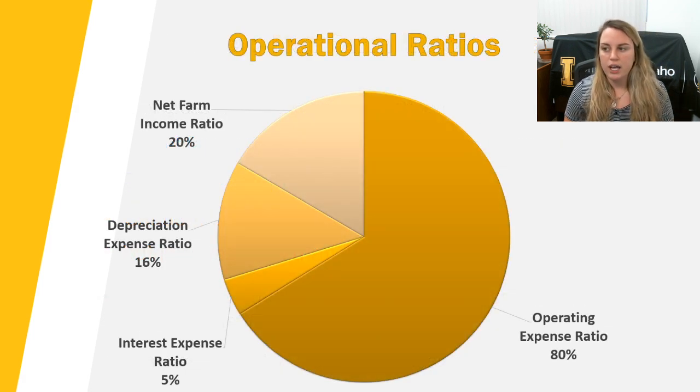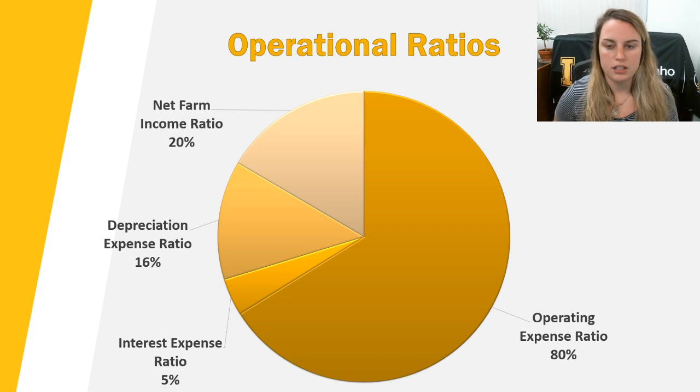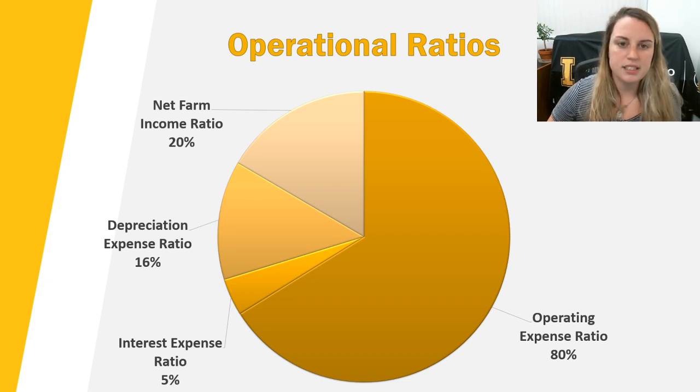We actually have this pie chart that I wanted to show, which has the operational ratios broken out, as you can see. Your net farm income ratio should be about 20%, depreciation expense ratio 16, interest expense 5, operating expense ratio 80. You can see that's more than 100%, but it is how you make up your pie.